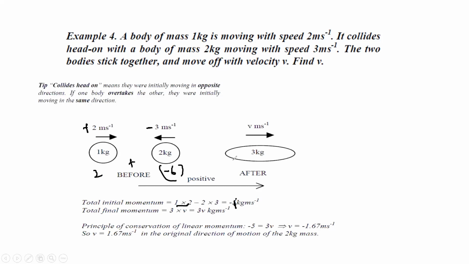Then the final momentum: the mass is 3 because they stick together, and the speed is v. We consider they are moving towards the right-hand side, so we take it as positive. Total momentum before collision equals total momentum after. So 6 divided by 3, we are getting a negative 2. If we are getting a negative answer, what does it mean? It means that the object does not move in the direction which we considered. Actually, in practice, it moves in the opposite direction. Is it clear?